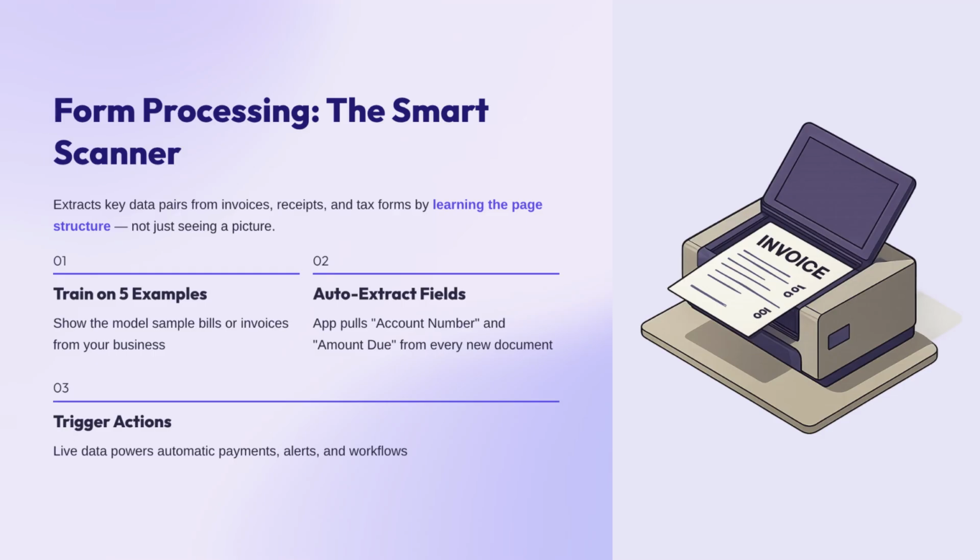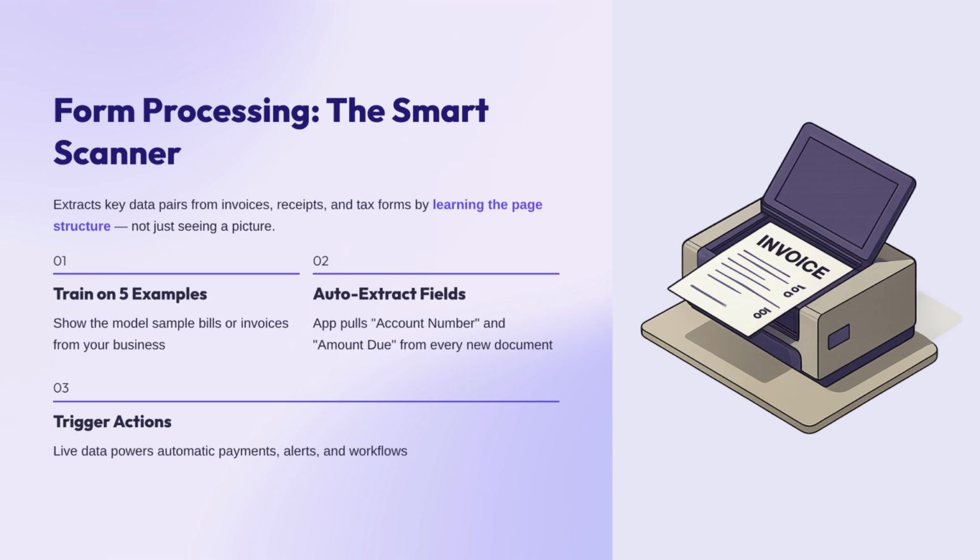Imagine a dummy example. Your company gets 100 electricity bills every month. Usually, someone has to find the account number and the amount due on every single page. With AI Builder, you just train the model on 5 examples of the bill, and from then on, the app pulls that data out automatically.